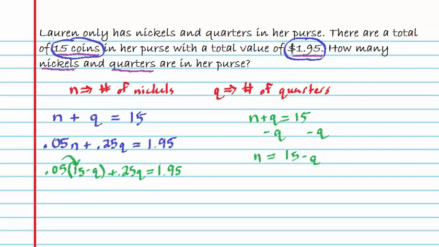So I distribute my 0.05. When I distribute 0.05, I have 0.75 minus 0.05q plus 0.25q equals 1.95. So I'm going to combine like terms. Negative 0.05q plus 0.25q is a positive 0.20q.